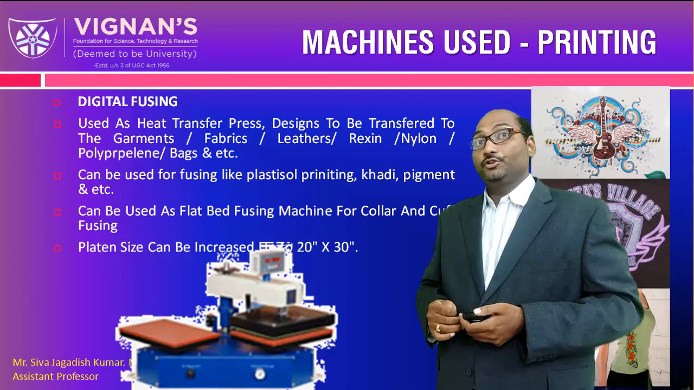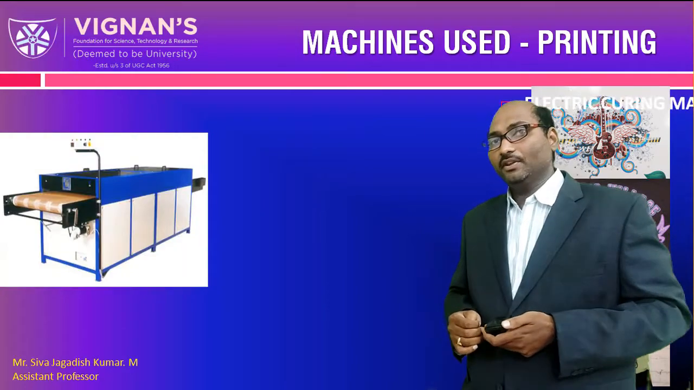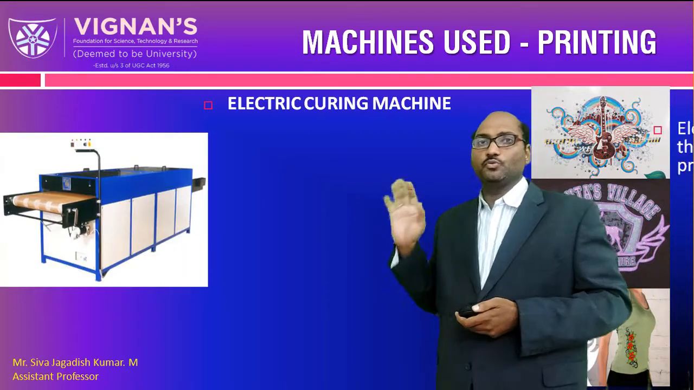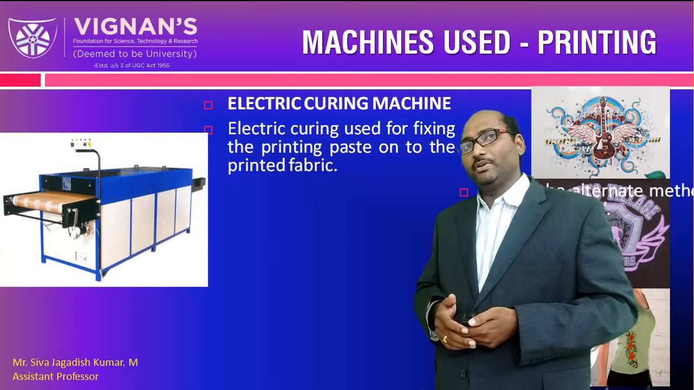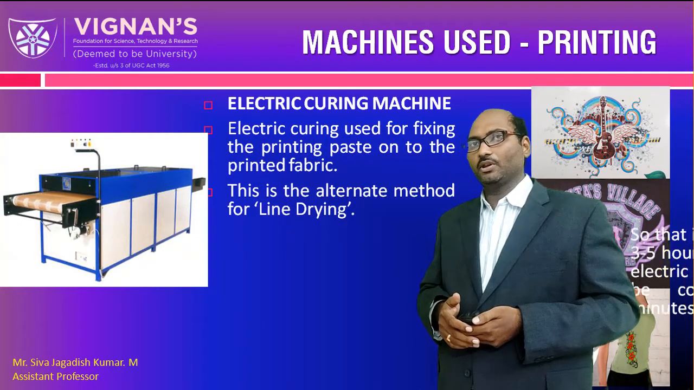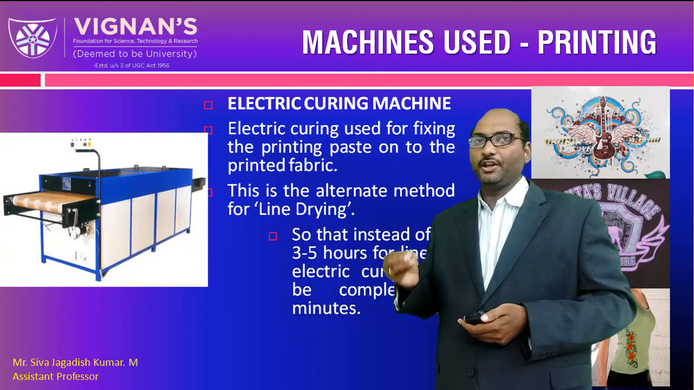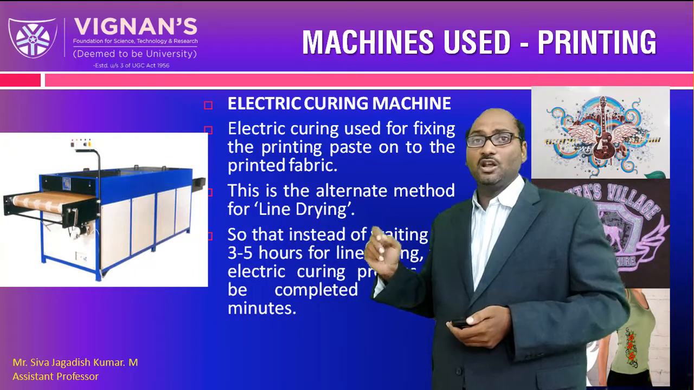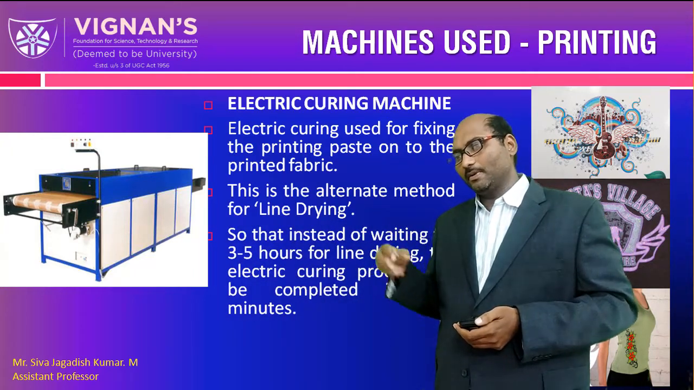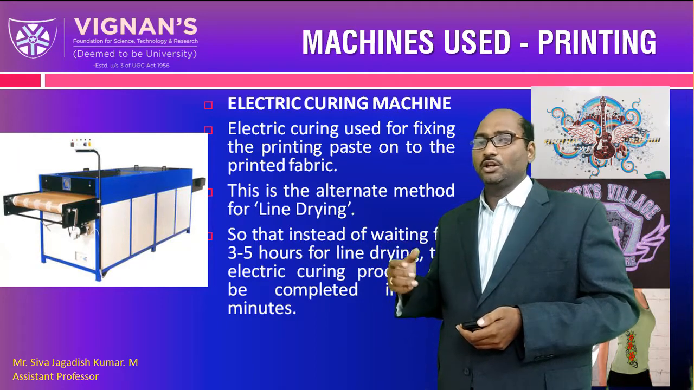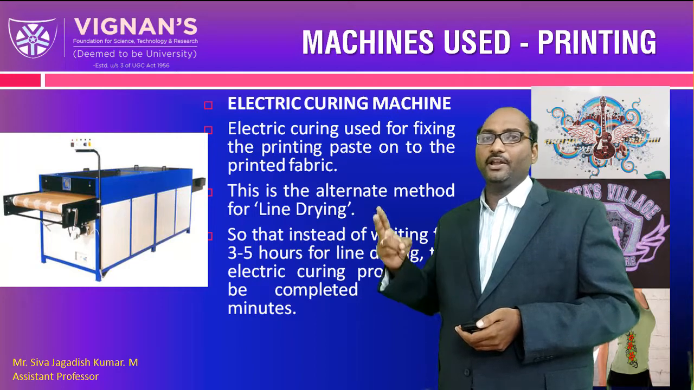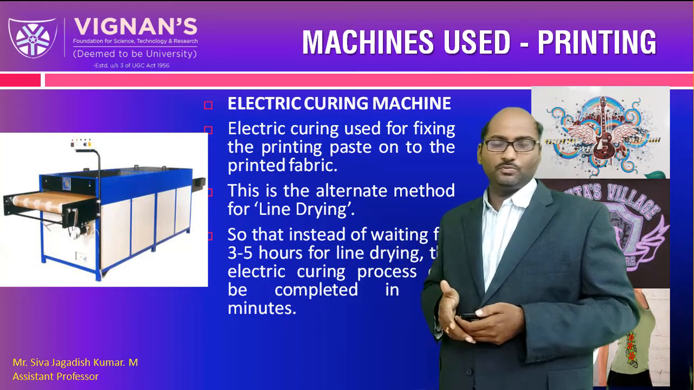Apart from this, there is the electrical curing machine, which is quite common in the printing industry. Basically it is like a conveyor, and the heating modules are there at the top and bottom. Accordingly, depending upon the density and the curing, we need to adjust the conveyor speed and the row temperature which is being given.